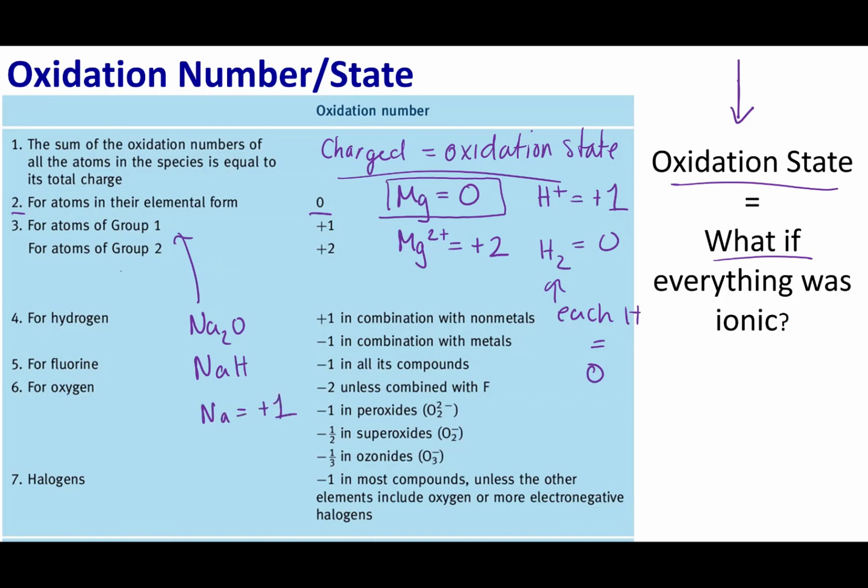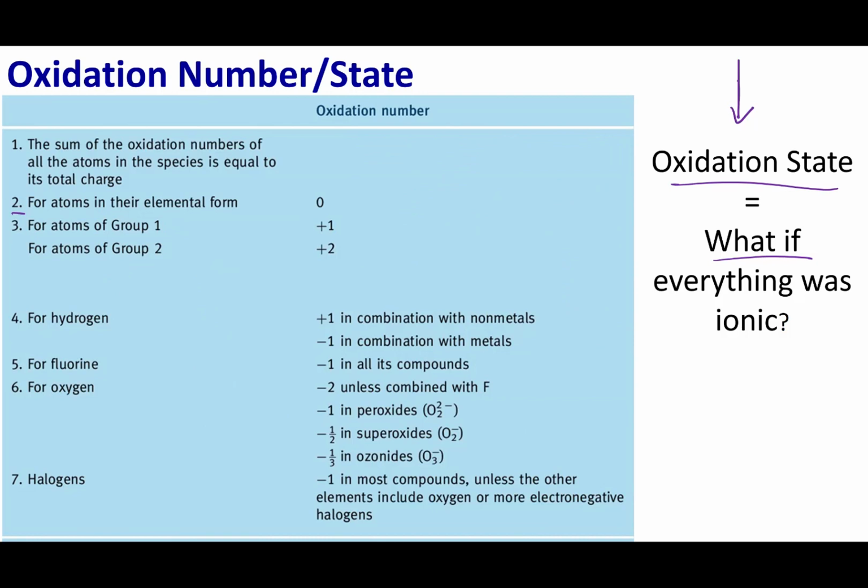Now, the same is going to happen for group 2. This is the second column in the periodic table. All of these adopt a 2+ charge. And if they adopt that charge, that means they are going to have a +2 oxidation state.